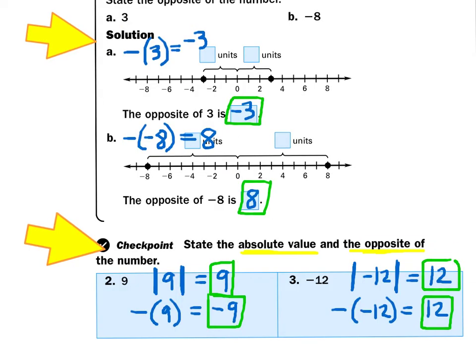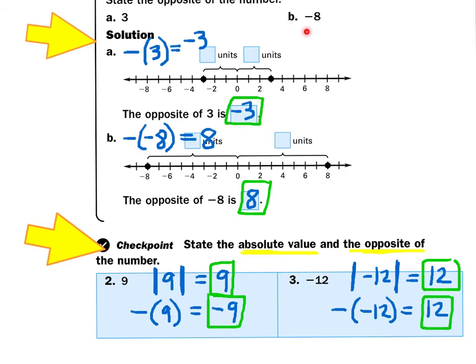So here they want me to state the opposite of the number, and the first number they give me is 3. So again, I want you to notice how I'm using the symbols. The opposite of 3 is -3, okay? So I want you to use the symbols. And so they're showing that the opposite of 3, if 3 is over here, the opposite is over here, -3. Okay, and I boxed my answer down here.